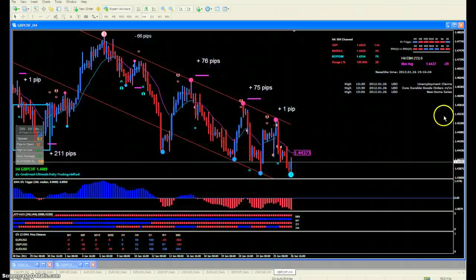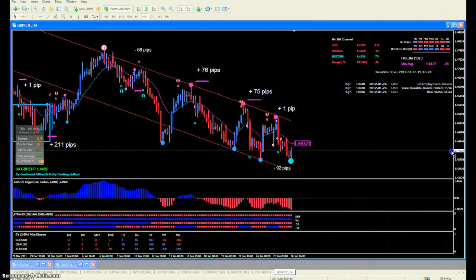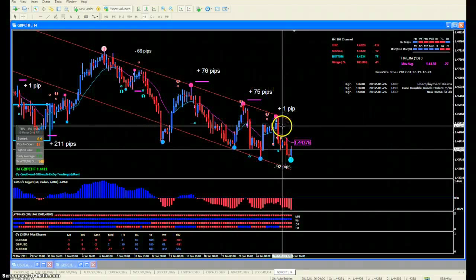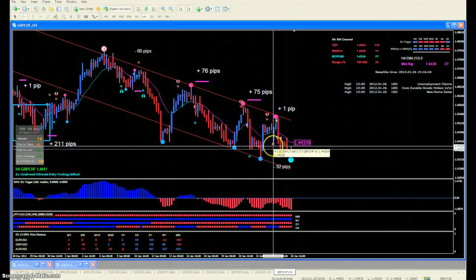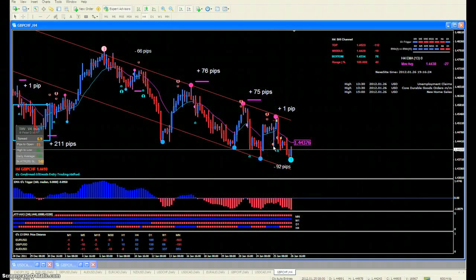This is just a continuation from the Euro Aussie that we examined a little while ago. This was the pound franc that we also entered into. There were two trades yesterday. We mentioned this in yesterday's update video. The first one had been stopped out for 92 pips.